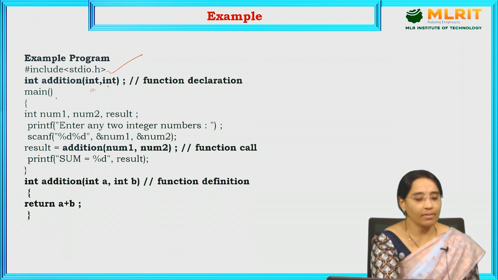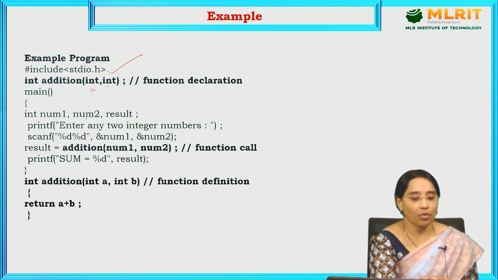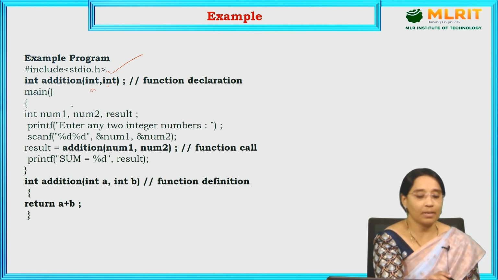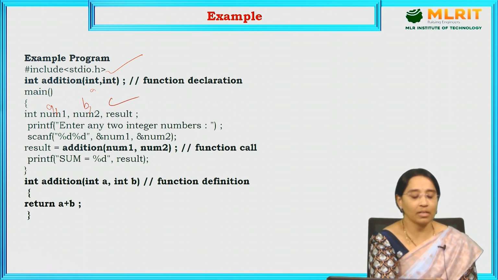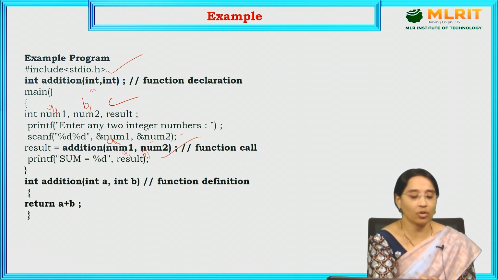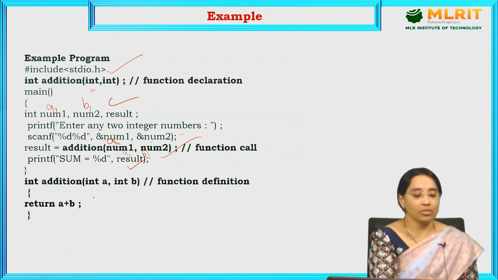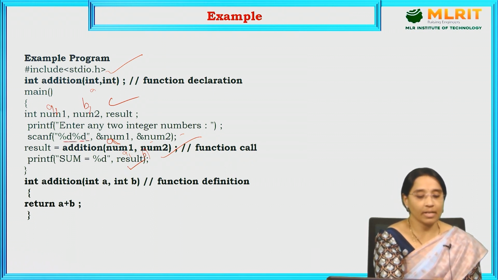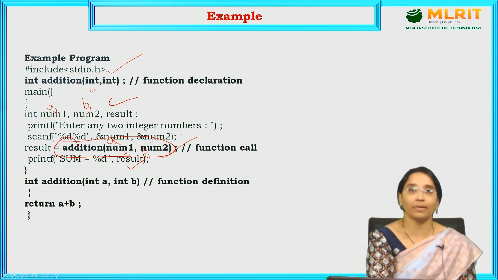The next thing, main function: int num1 comma num2 comma result. 3 variables were declared. You can take A comma B comma C also. Printf enter any 2 integer values, scanf %ld comma address of A comma address of B. Result is equal to addition of num1 comma num2, or A comma B. This is the function call, and the final value will be stored in the variable, here result. This statement, addition of num1 comma num2, is the function call.